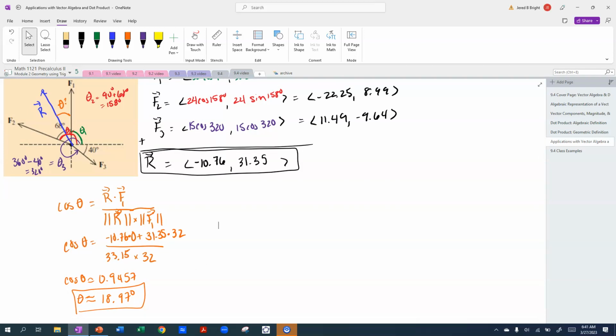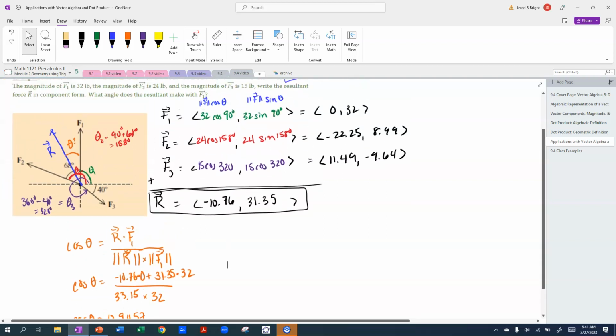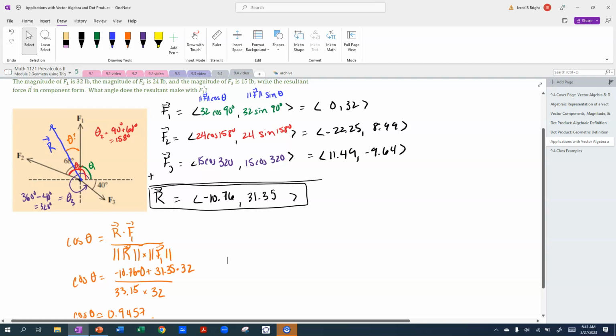That's always a nice little check to do. Again, make use of the dot product to find the angle between two vectors, and make use of component form to represent the vectors using their magnitude and direction. So there we go. We are at the end of our study with vectors, and we get to look forward to some classwork now.